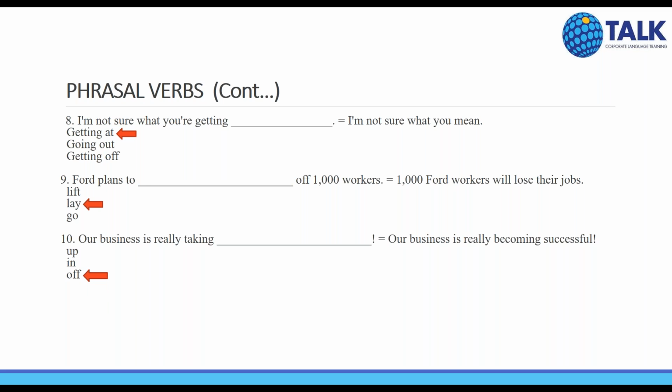So anybody have any questions or comments, or have you heard any idioms or phrasal verbs that you don't understand? Please feel free to chat with us now.